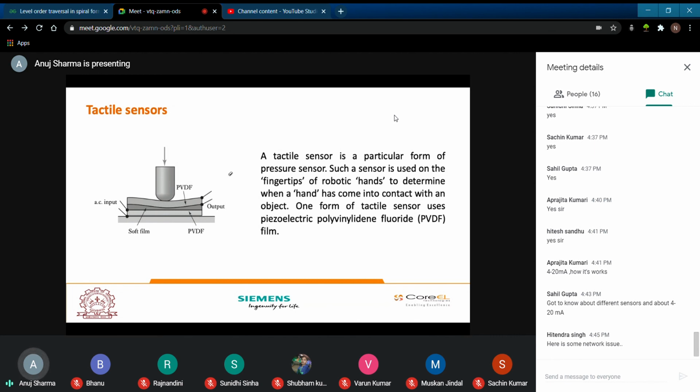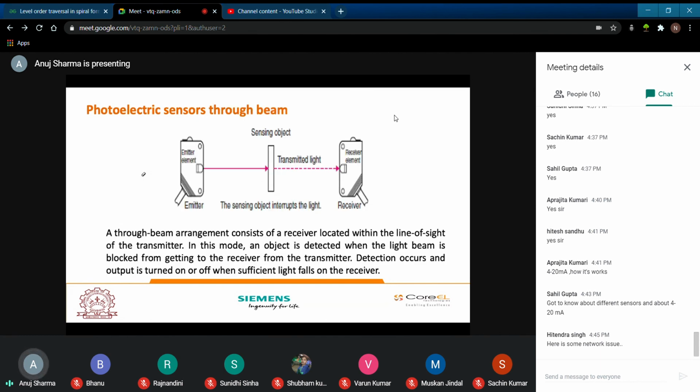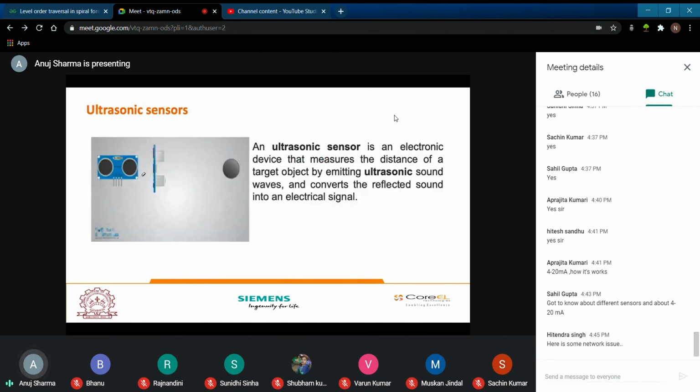All your touch screens and touch pads are based on this principle as far as tactile sensors are concerned. Then you have photoelectric sensors, and then ultrasonic sensors. It is an electronic device that measures the distance of a target object by emitting ultrasonic sound waves and converting the reflected sound into electric signals. This is a very brief introduction to the working principles only.